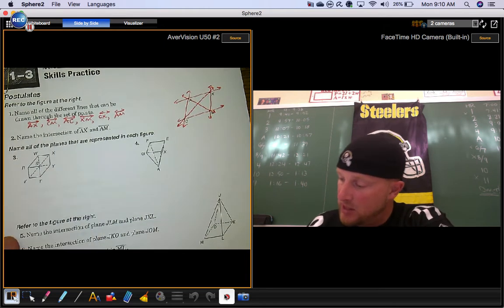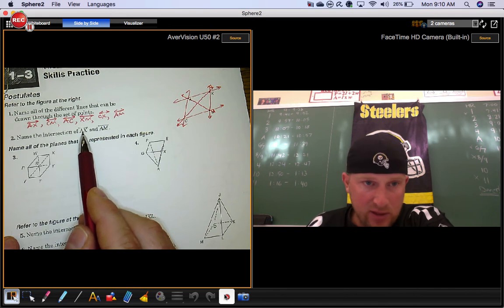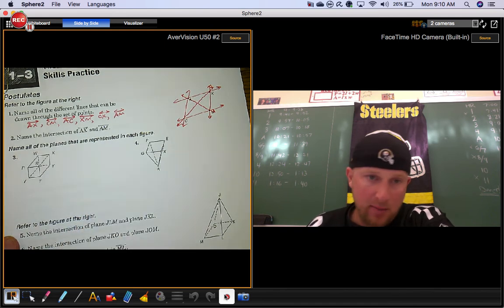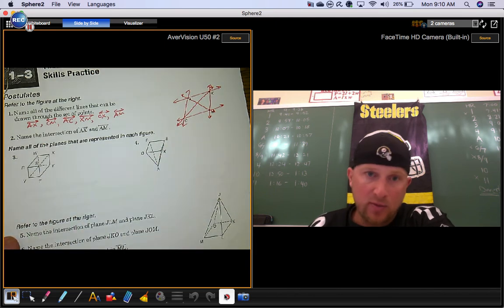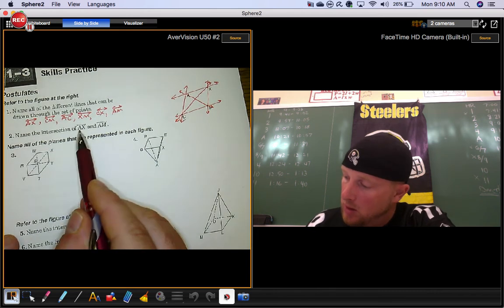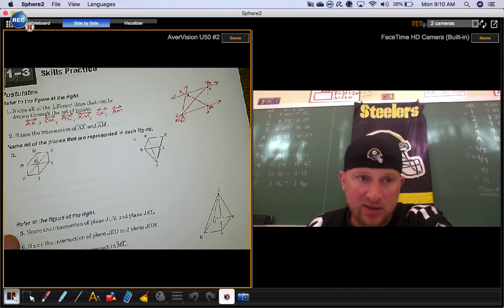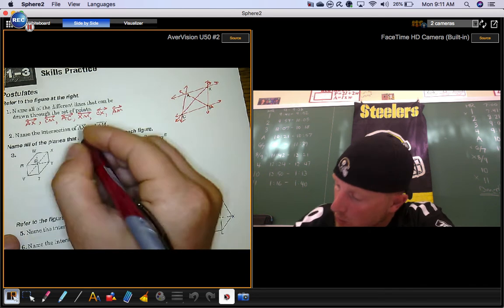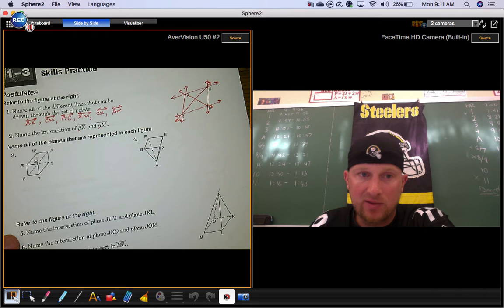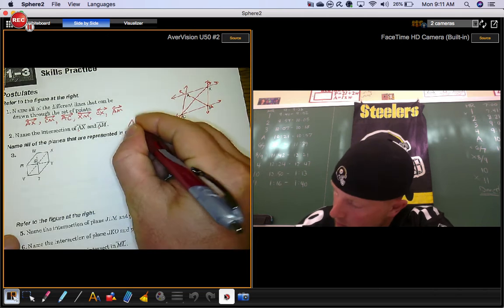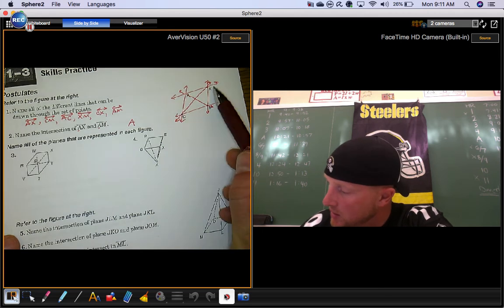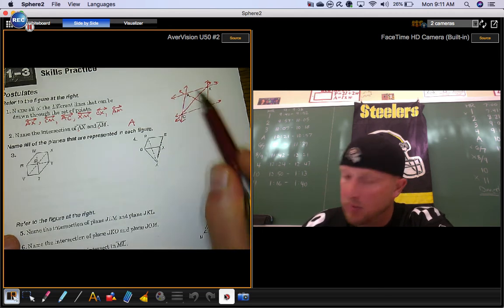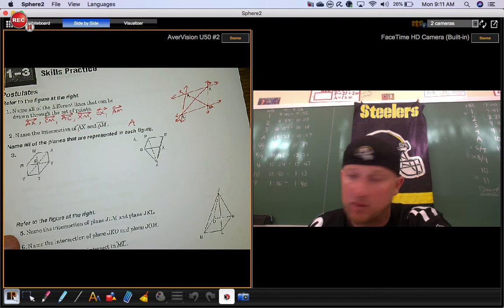Number 2, name the intersection of line AX, notice how I read that, and line AM. You could use a diagram if you want. We kind of made it a little messy there, but you don't need to. If 2 lines cross, we have a postulate that says they cross at a point. Well, which point is on both lines? Point A. So here's line AX, here's line AM. They both have A. They cross at A.